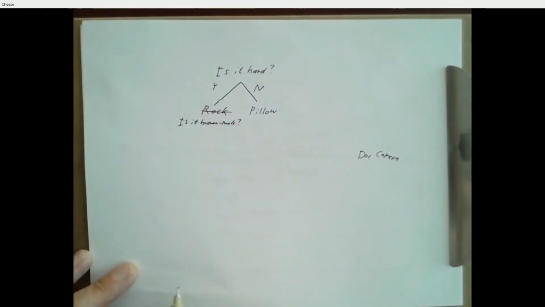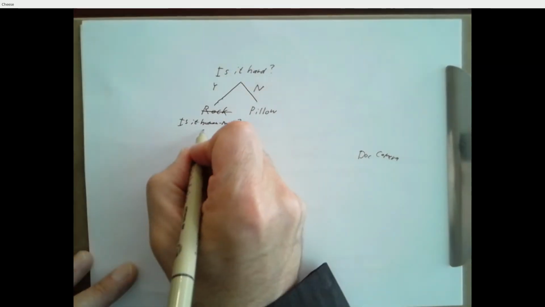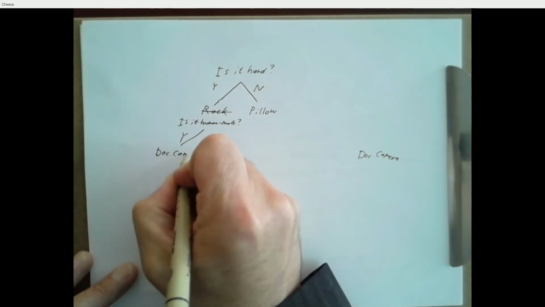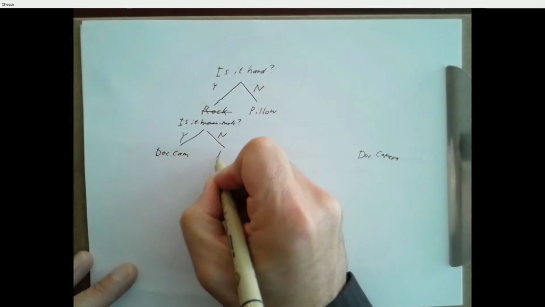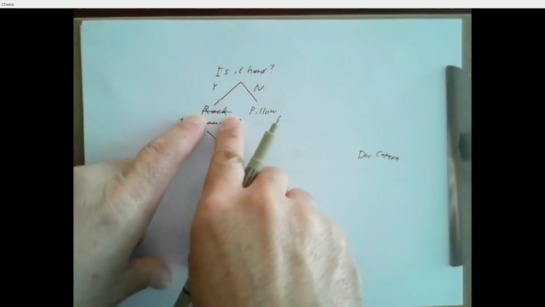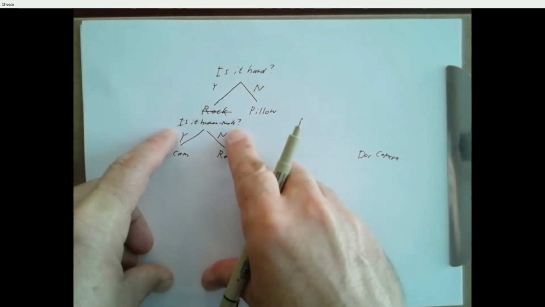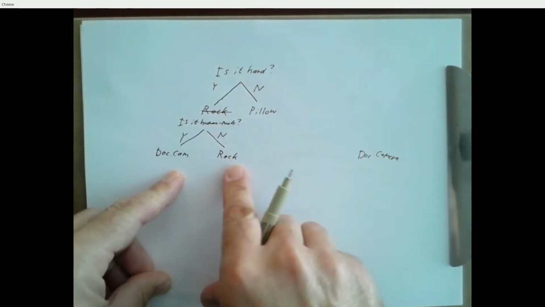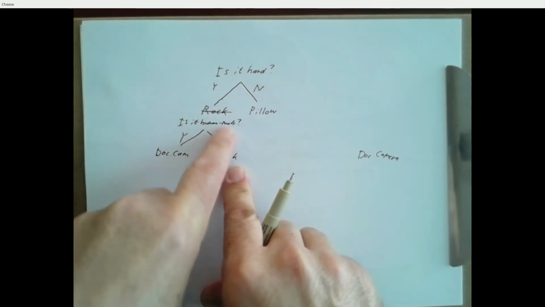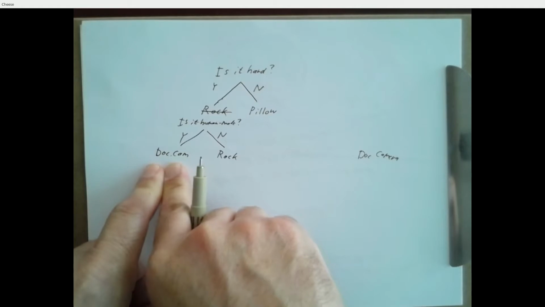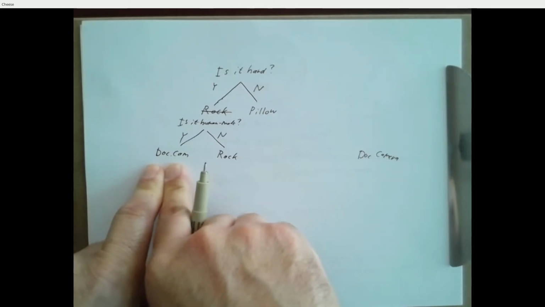So, is it human made? And if the answer is yes, then it's a document camera. And if the answer is no, then it's a rock. So we took our answer, which was incorrect, and we replaced it with a question, and we put 2 children off of that question. The no answer is the old answer that we guessed that was wrong. The yes answer is the answer that was correct.